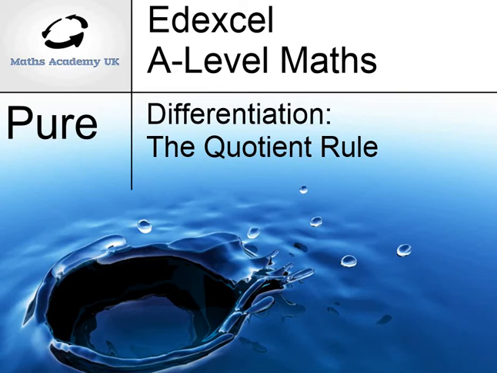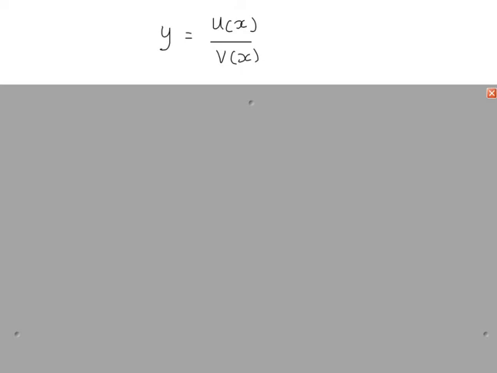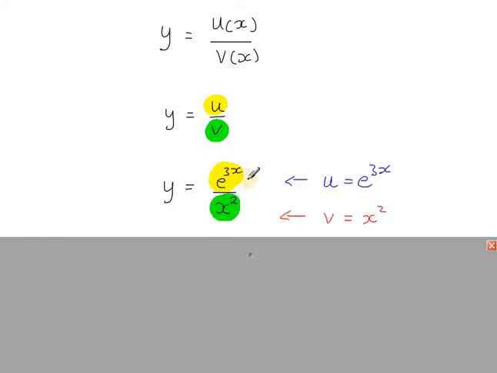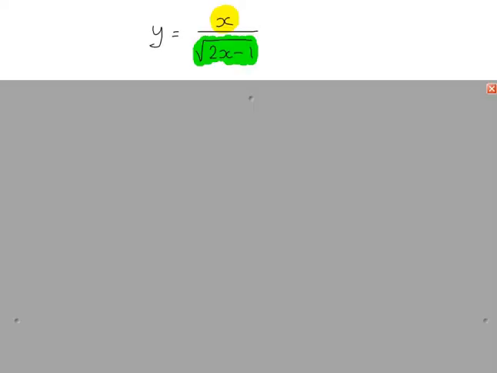Differentiation of fractions using the quotient rule. So we have a function of x divided by another function of x, which we can simplify like this. So here's an example. u is what you have in the numerator, e to the power of 3x, and v is what you see in the denominator, x squared. Again, in this example, u is equal to the numerator, so that's x, and v is (2x minus 1) in brackets to the power of a half.